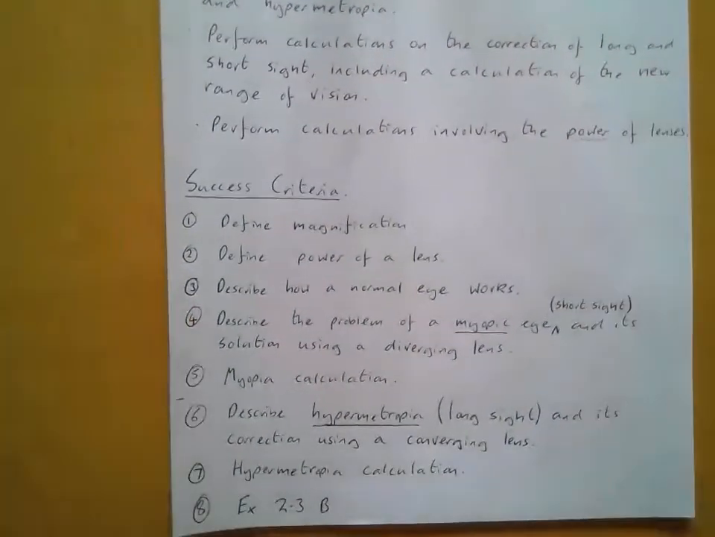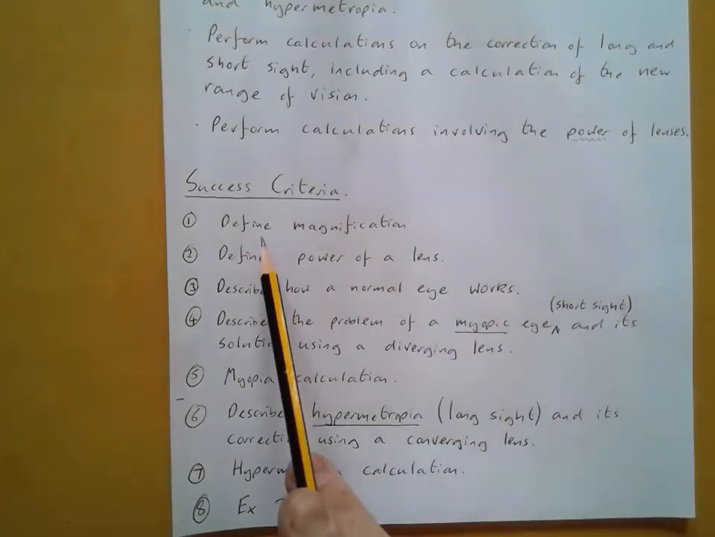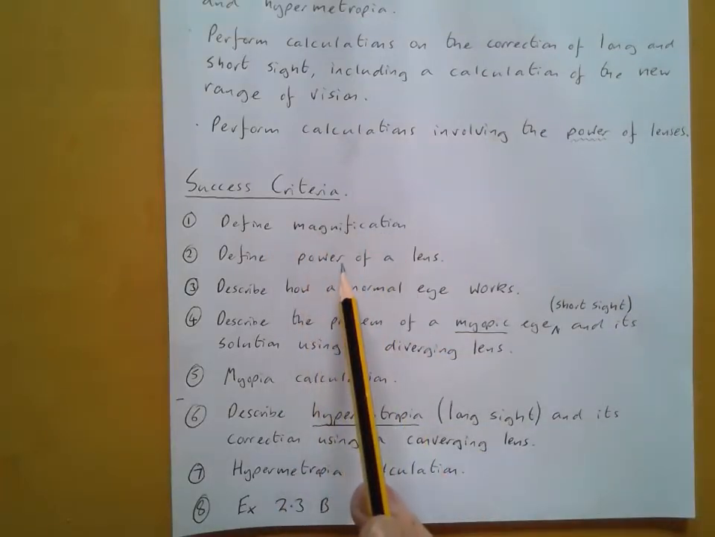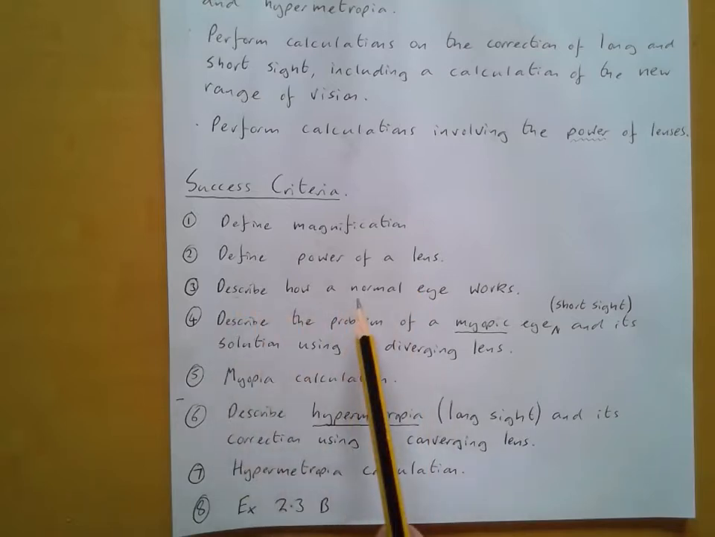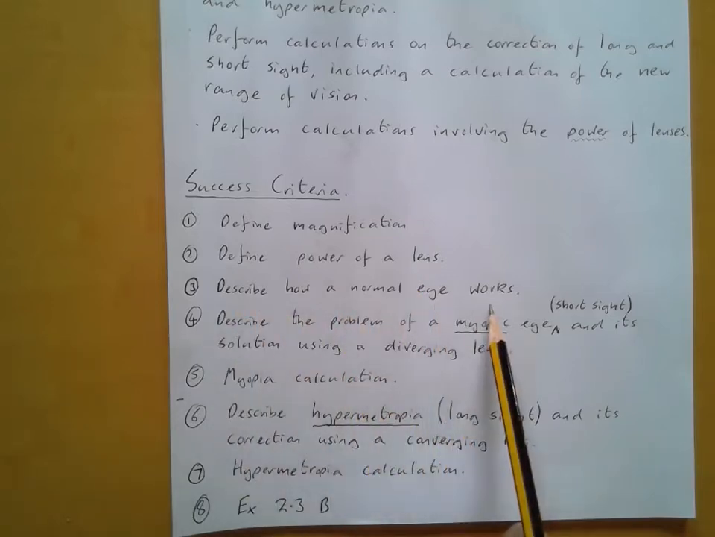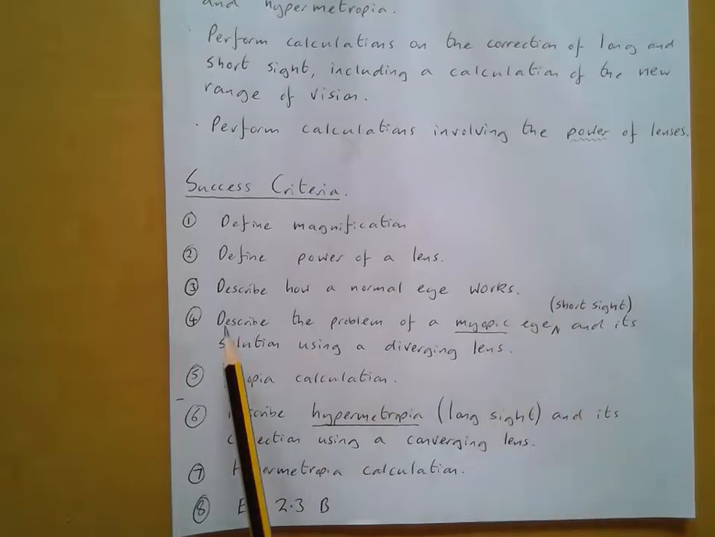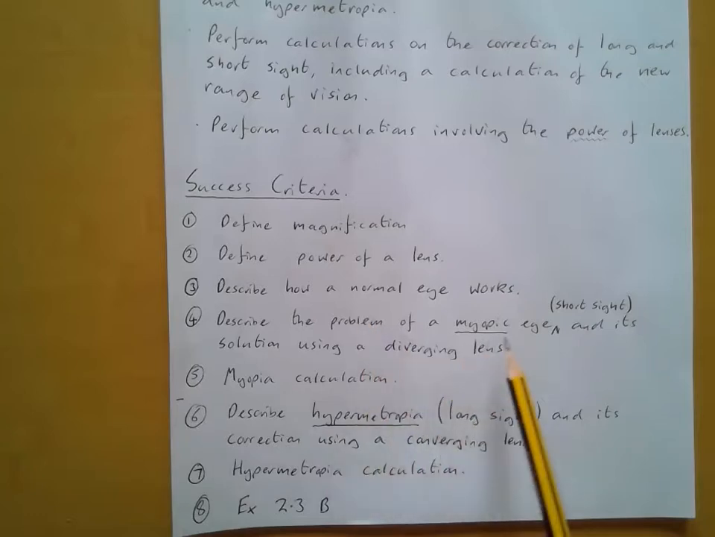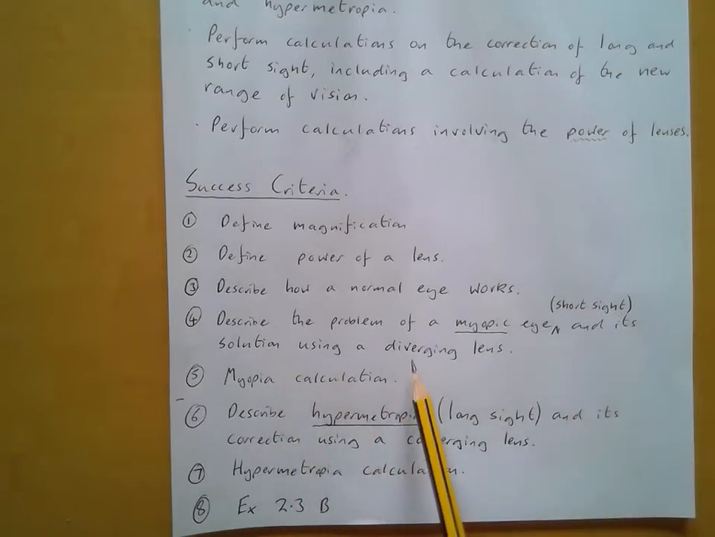Now, in order to do that, we're going to go through the following steps. First of all, we'll define magnification and power of a lens. Then we'll describe how the normal eye works, how it forms an image. Activity 4 is to describe the problem of a myopic eye, in other words, a person who has short sight, and how it can be solved using a diverging lens. Then we'll do a calculation on myopia. Now I might actually stop at that point and do the second condition in a subsequent video. We'll see how we're getting on.